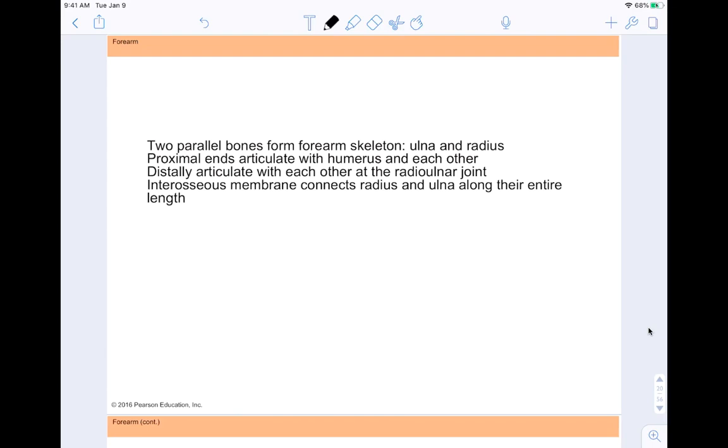There are two parallel bones that form the forearm of your skeleton, called the ulna and the radius. The proximal ends are going to articulate with the humerus that we just talked about, and with each other. They're also going to articulate distally with each other at the radio-ulnar joint as we get towards our hands. You also have the interosseous membrane that's going to connect the radius and the ulna along the entire length. It's this membrane that exists between these two bones because they're close together, but they're not exactly touching.